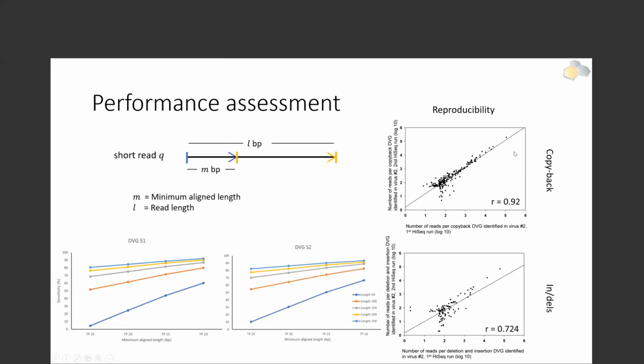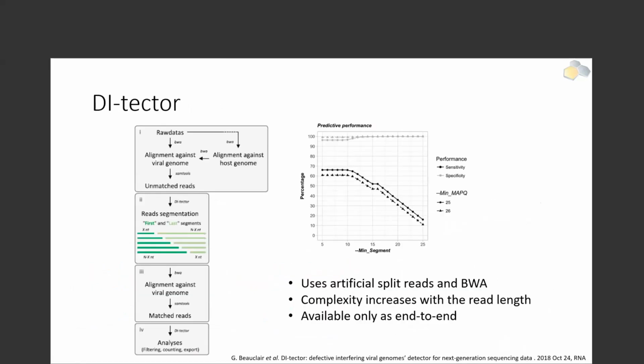And as you can see, the copybacks are very strongly reproducible between these 2 sets, and indels are reproducible as well. As you can see here, the R regression test is not as high as the copyback, but yet these are encouraging results. Interestingly, there was another tool that came out when we were working on DVG-profiler, DI detector.